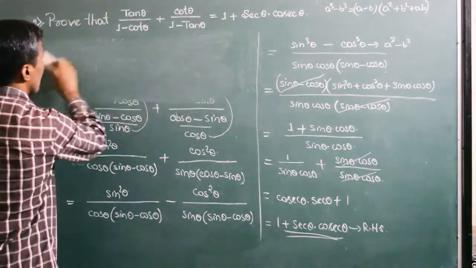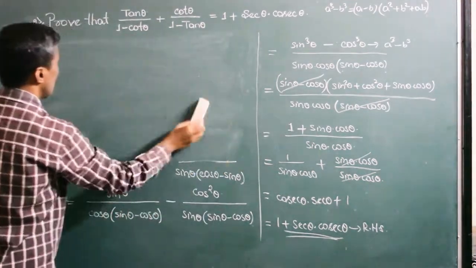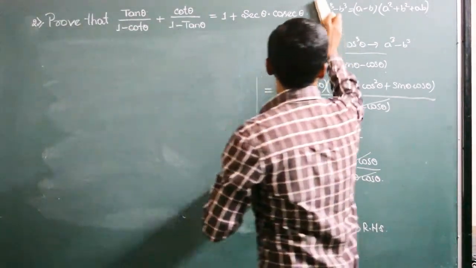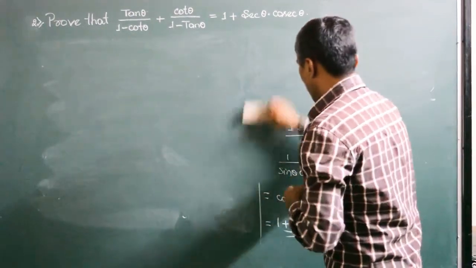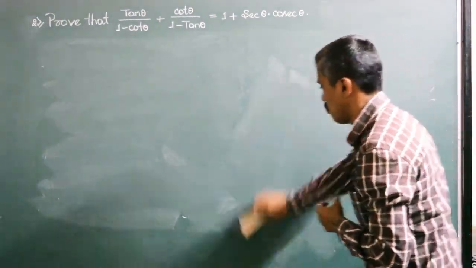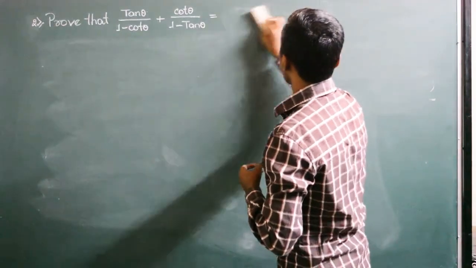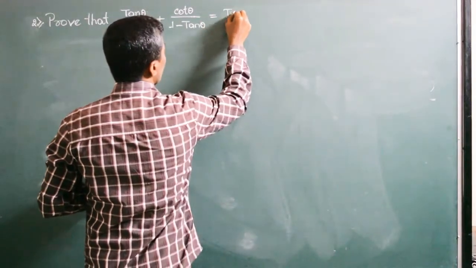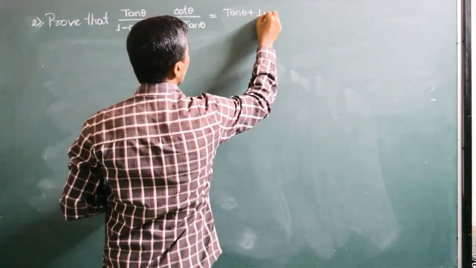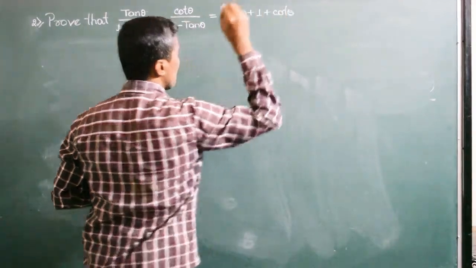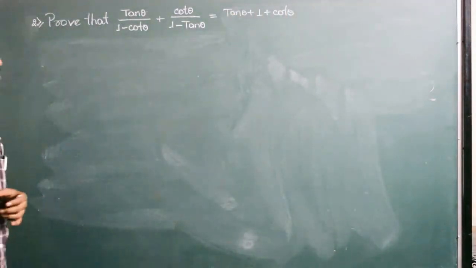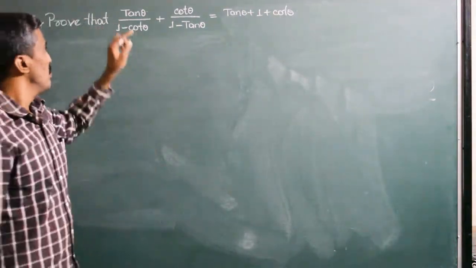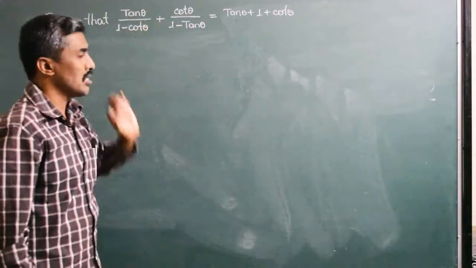Second problem is tan theta divided by 1 minus cot theta plus cot theta divided by 1 minus tan theta is equal to tan theta plus 1 plus cot theta. This is our second sum. In the right hand side, tan theta and cot theta. In the left hand side also, tan theta and cot theta.